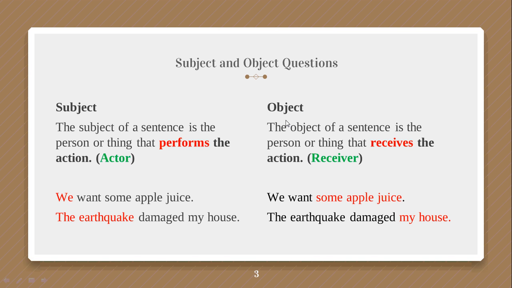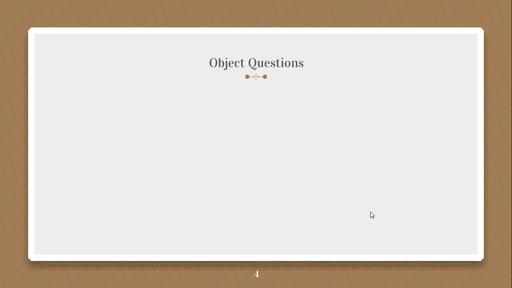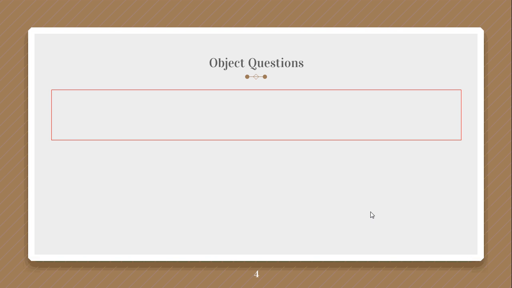What's an object? The object of a sentence is a person or thing that receives the action, and it's called the receiver. Generally, objects are after the verb. We want some apple juice. The earthquake damaged my house. As you can see, they are after the verb, and I have highlighted them in red.